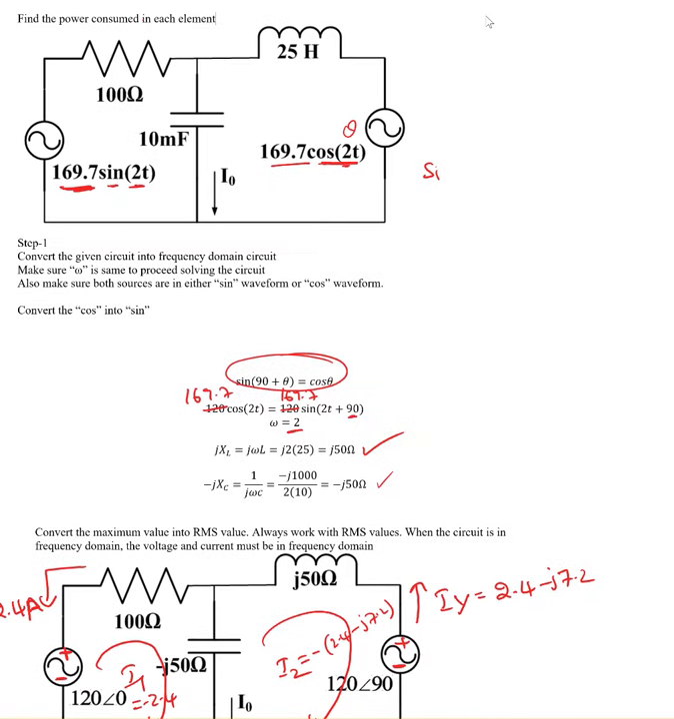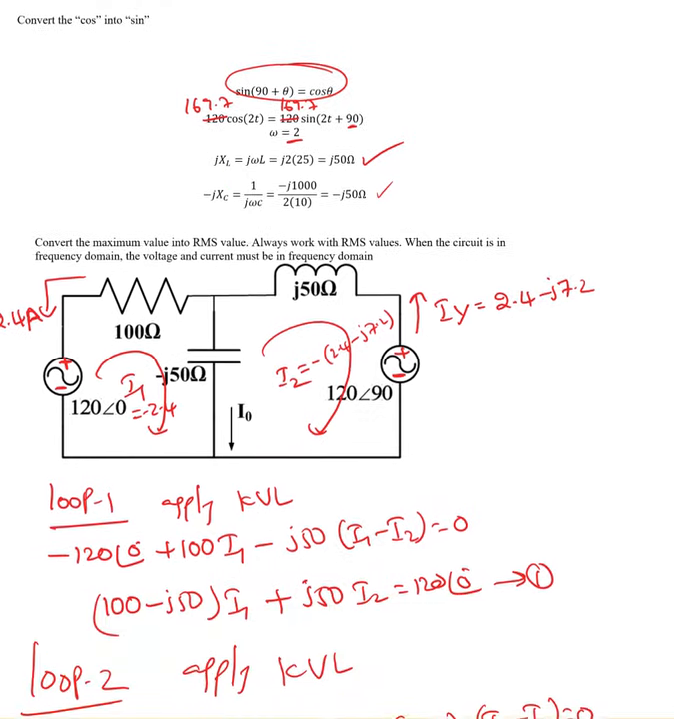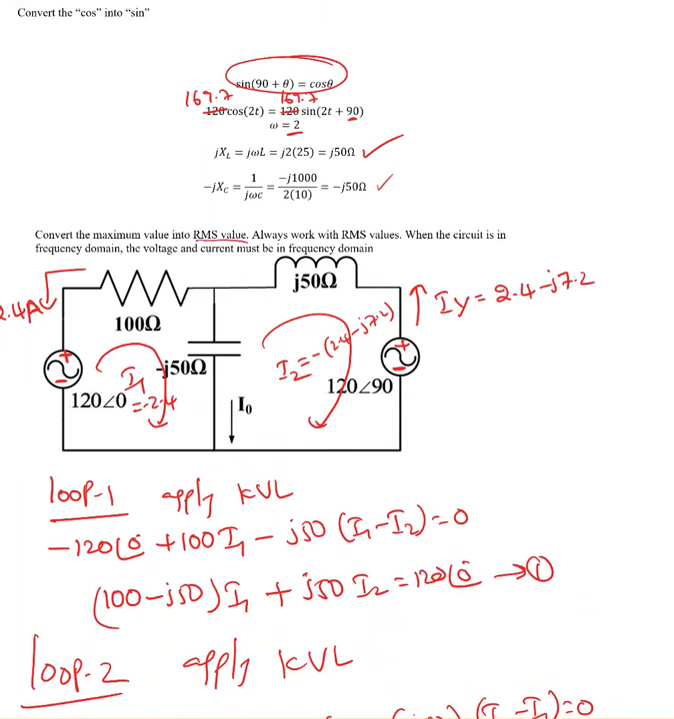I'm going to convert XL into jXL, which is j omega L, so j50 ohms, and this is minus j50 ohms. So the capacitive reactance is converted into minus j50 ohms, and the inductive reactance is converted into plus j50 ohms. Now make sure to convert the voltage into RMS value, so it must be 120 at an angle of 0, 120 at an angle of 0. Once the circuit is in the frequency domain, we always take the top one as positive and the bottom one as negative. Same thing for both sources.